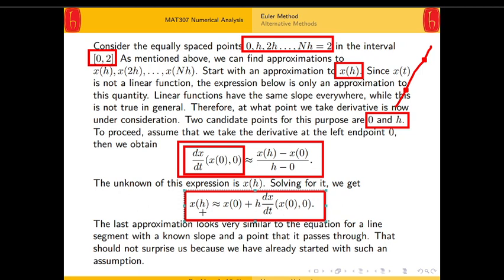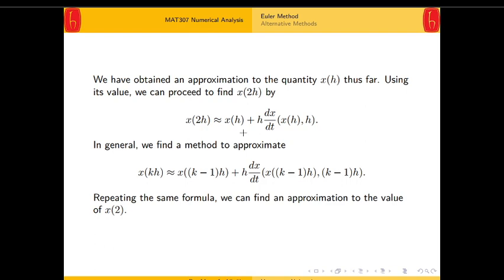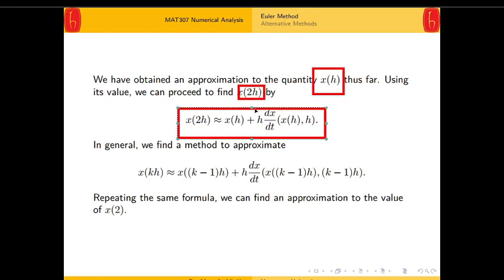If we follow the same idea, we have obtained an approximation to the quantity x(h) thus far. Using its value and following the same idea, we can proceed to find x(2h) by this formulation. So we have found the x(h) value, and we can use this x(h) value to determine the slope.